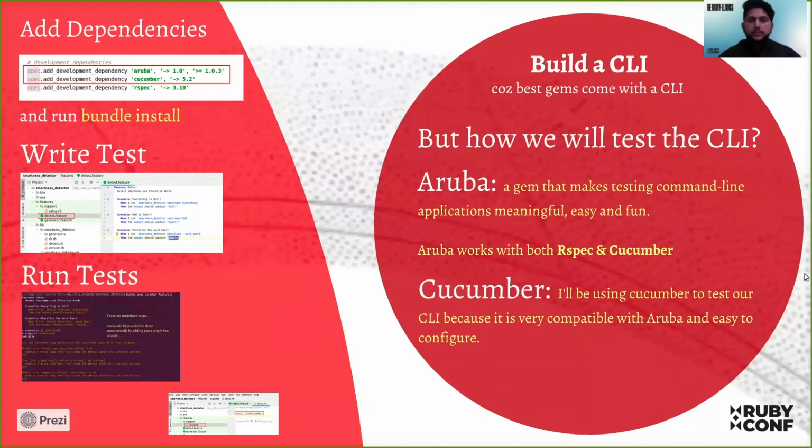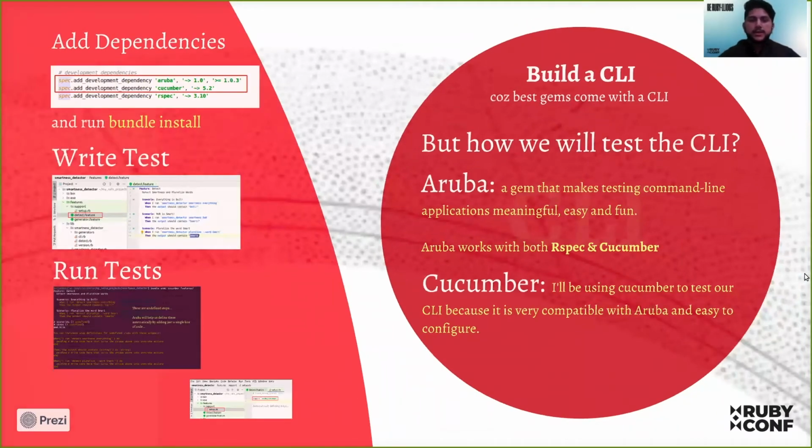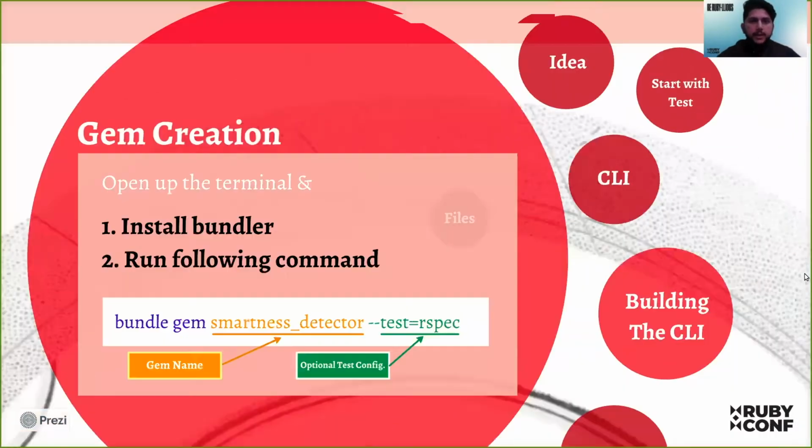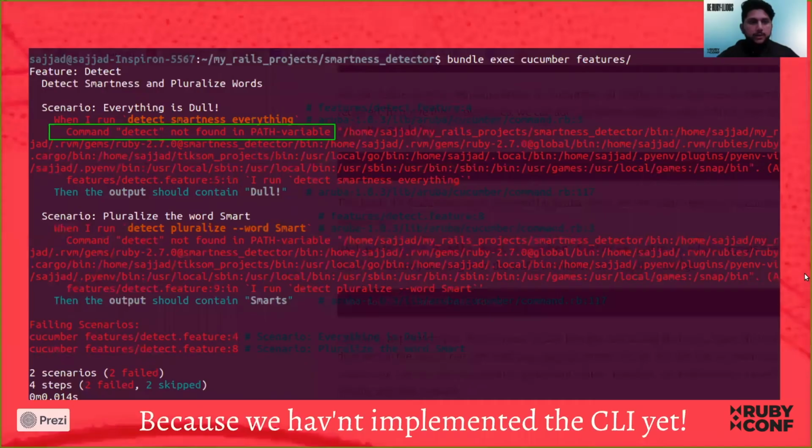Now, at this point of time, if I run our test, we will see a red screen. There are two basic reasons for that. First one is we don't have any executable in our gem because it is just in command detect not find. To run something from CLI, we need an executable, which is not present in our gem right now. And the other one is we haven't implemented the CLI yet.